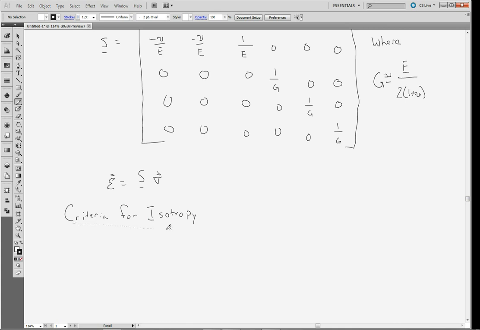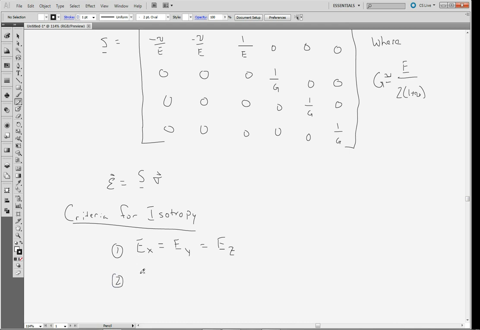The criteria for isotropy. Number 1. The elastic modulus in the x direction must be equal to the elastic modulus in the y direction and the elastic modulus in the z direction. In other words, it doesn't matter whether I'm pulling in the x direction, the y direction, or z direction, or I'm pushing in the x, y, and z. I'm going to have the same response in all directions.